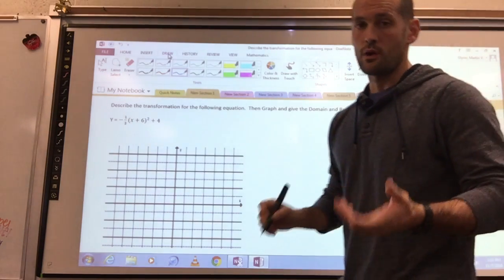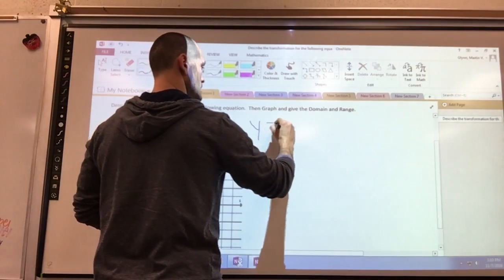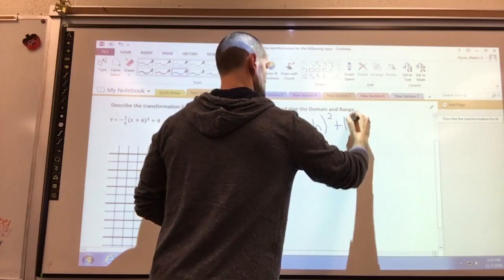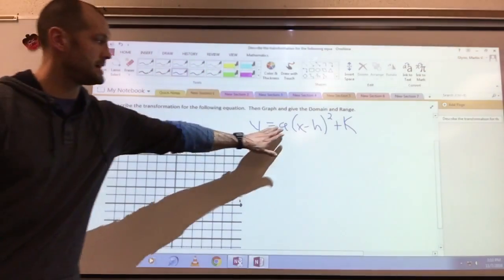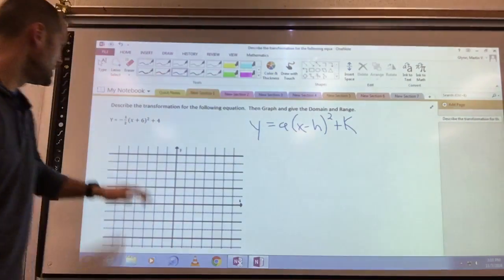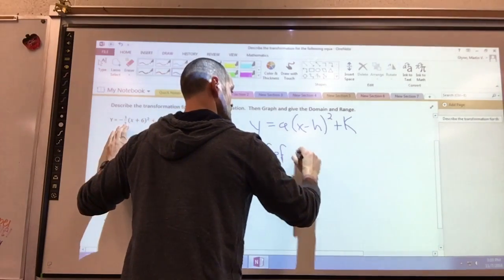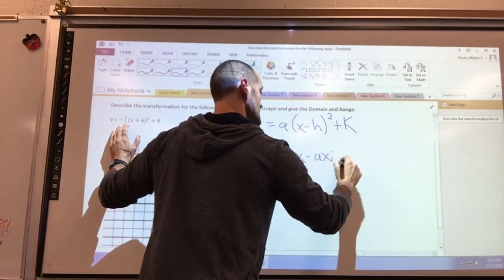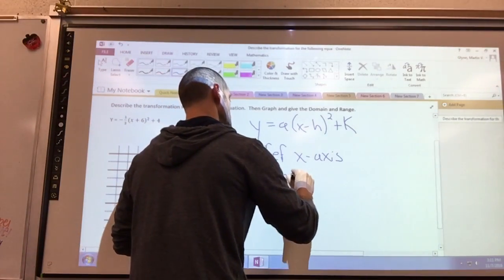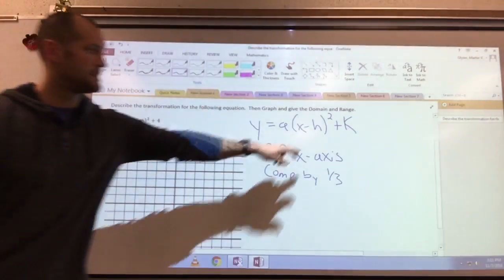Okay, so right off the bat, I think about the actual vertex form, which is y equals a times the quantity x minus h squared plus k. The a tells me whether I'm reflecting around the x-axis or not and whether I'm stretched or compressed. Looking at this problem, we are going to reflect around the x-axis because it is negative. Also, it's 1/3, so we are compressed by 1/3.